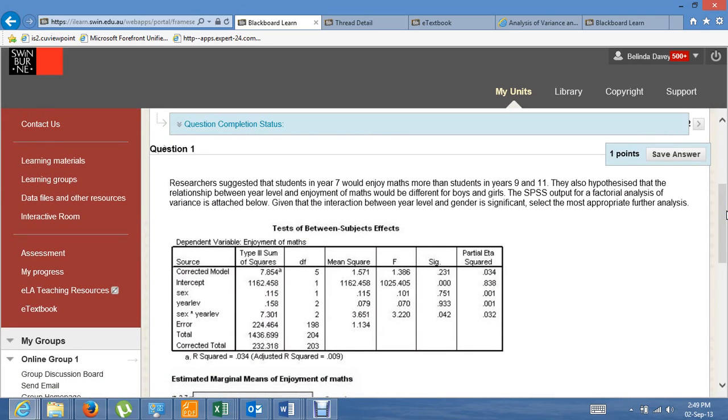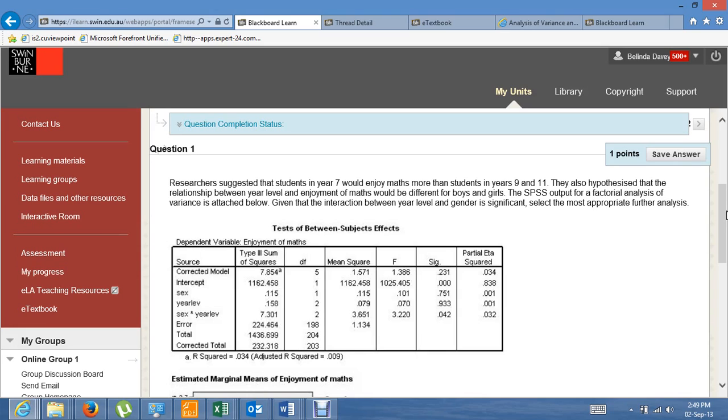So researchers suggested that students in Year 7 would enjoy maths more than students in Years 9 and 11. They also mentioned that the relationship between year level and enjoyment of maths would be different for boys and girls. The SPSS output for a factorial analysis of variance is attached below. Given that the interaction between year level and gender is significant, select the most appropriate further analysis.